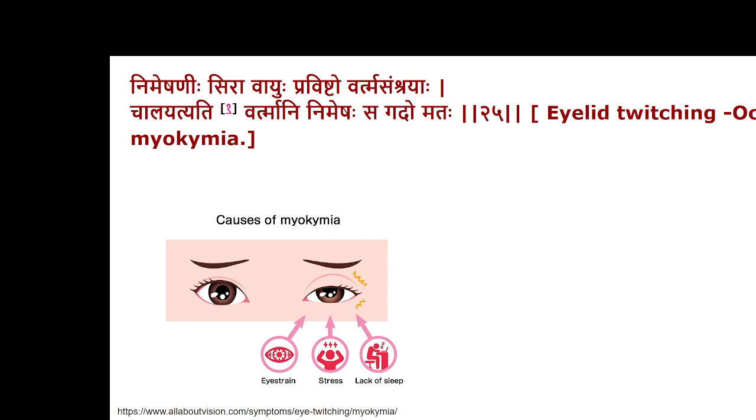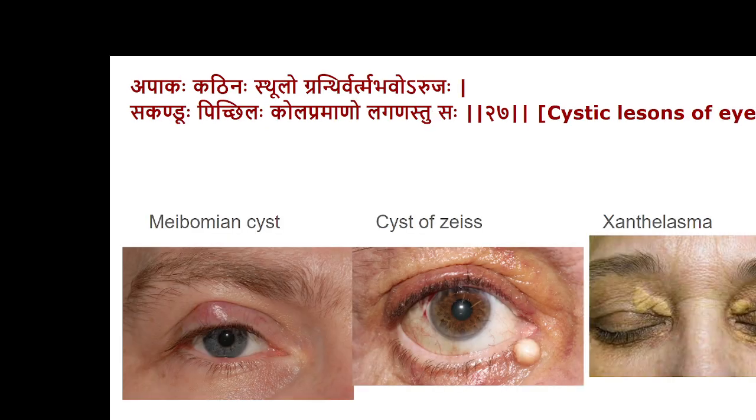Twitching of the eyelids, involuntary movements of the eyelids can occur, or it's also called ocular myokymia. It can be produced due to multiple causes, simply due to overstrain. If you focus with the eye for a long duration, it can result in twitching. Often many of you might have experienced it. Or it can also be due to stress or loss of sleep, etc. Very simple causes can produce the twitching of the eyes, and that's called nimesha.